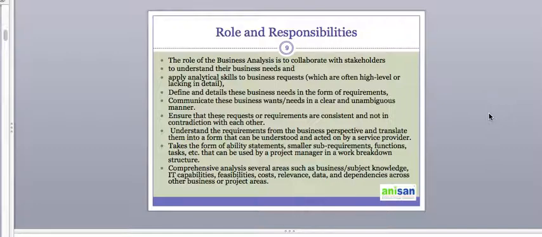Comprehensive analysis covers several areas such as business subject knowledge, IT capabilities, feasibility, cost, relevance, data, and dependencies across the other business and project areas. So the role is not related to only one project, but you will also have to see how it will impact other projects, and how you need to collaborate with other systems for feasibility, for the cost and other dependencies, okay. So your role is much more than just eliciting the requirement and presenting the solution options.